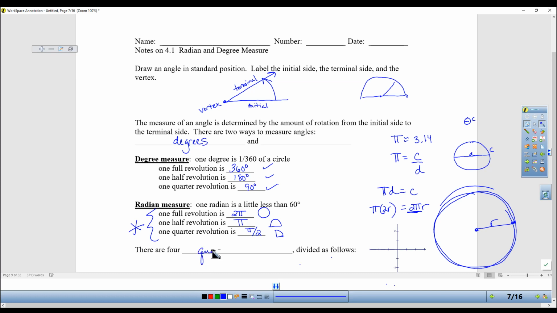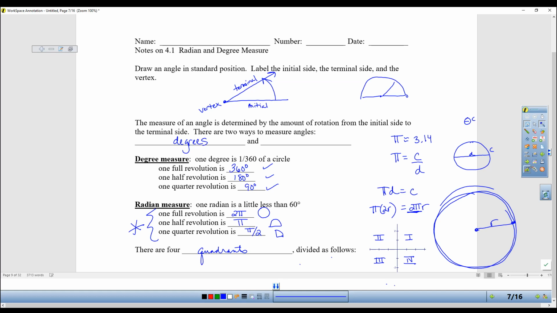There are 4 quadrants, the same quadrants that we've always used, but just as a reminder, we do use Roman numerals to represent them: quadrant 1, 2, 3, and quadrant 4.